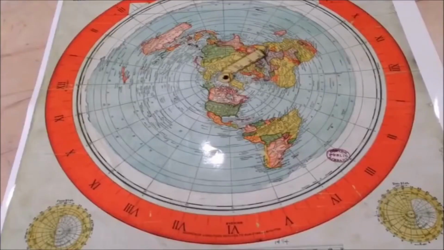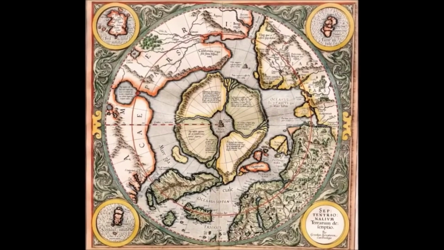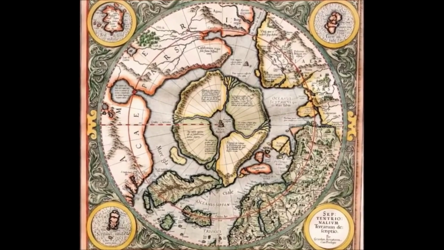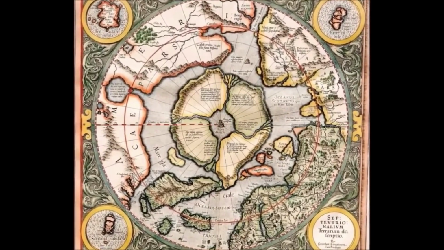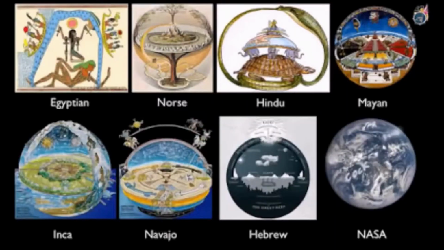On the flat Earth map, North is in the center, while South, or Antarctica, is surrounding Earth with the continents and oceans inside. Mercator's map from 1569 is also a flat Earth map showing a magnetic mountain in the north with 4 continents surrounding it. The ancients had their own depictions of a flat Earth.